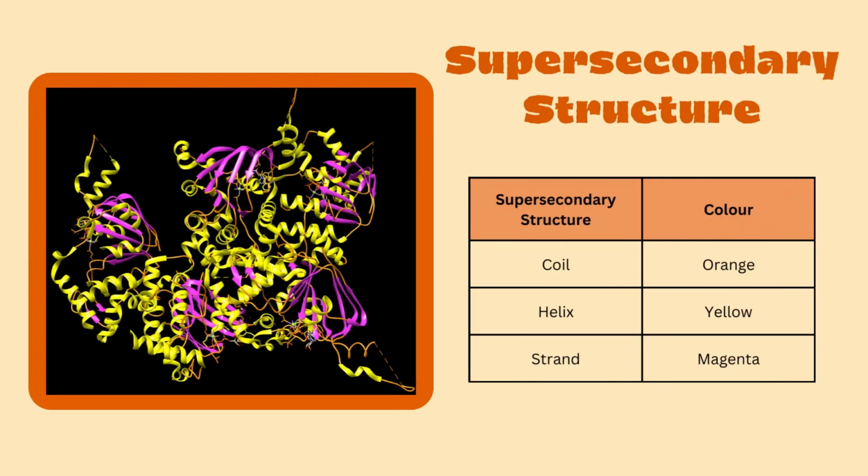Next is the supersecondary structure. The diagram shows that the different color to differentiate the secondary structure. So the coil structure is in orange, the helix in yellow, and the strand is in magenta.